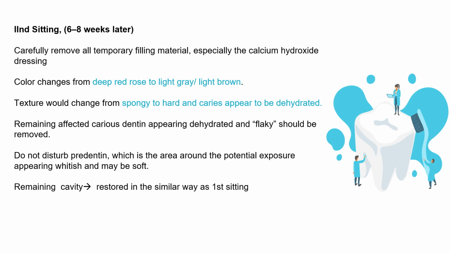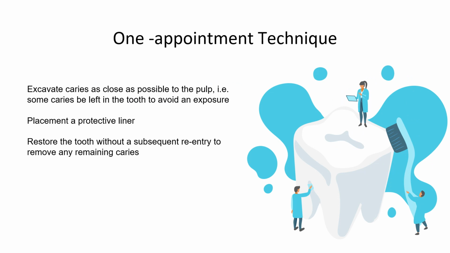This should be removed. Do not disturb the predentin, which is the area with potential for exposure. It might appear whitish or soft. After removal of this, the remaining cavity can be reinforced and restored in a similar way as in the first sitting. And in a one appointment technique, we excavate the caries as close as possible to the pulp, and some caries is left to avoid pulp exposure. And over it, we place a protective liner, the most commonly used is calcium hydroxide, and the remaining cavity is reinforced with GIC or GIC and then composite.